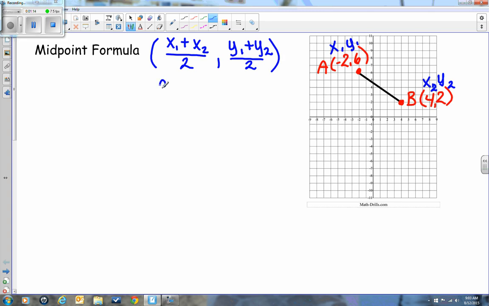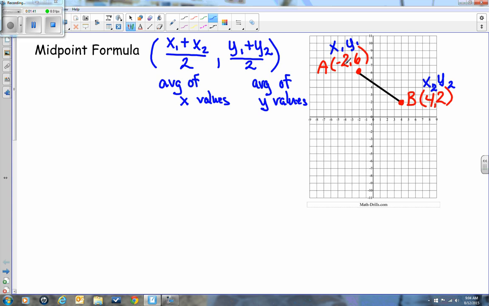So, this is an average of the x values, and this is the average, my abbreviation, of the y values. Because you want to find the middle. Average is the middle. So let's go ahead and take a look at what we can do by just using this formula. We've labeled our points over here.